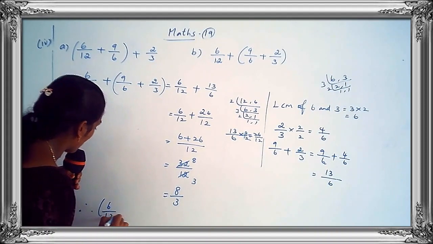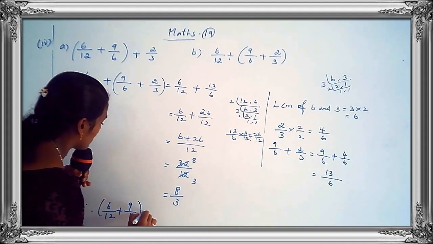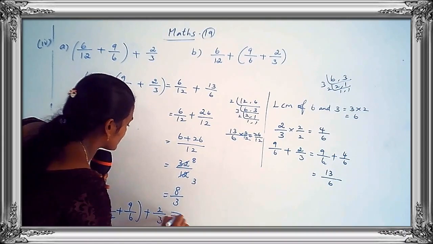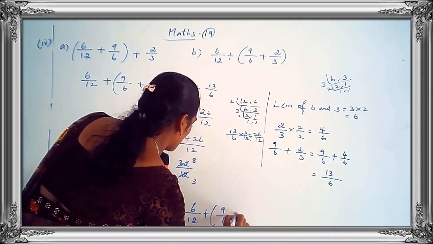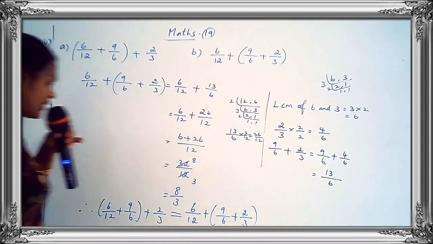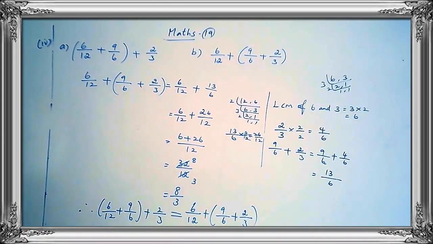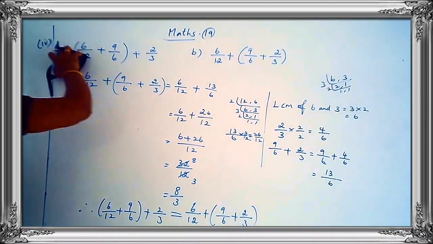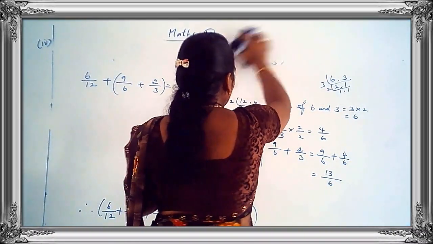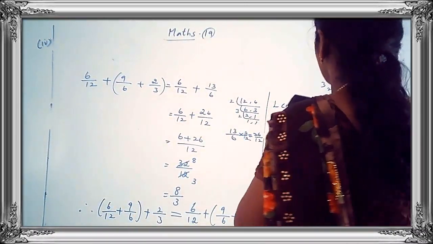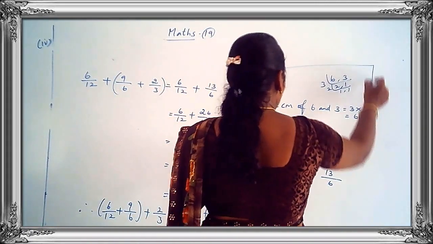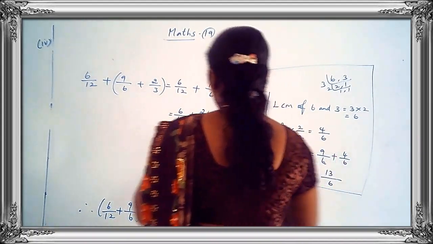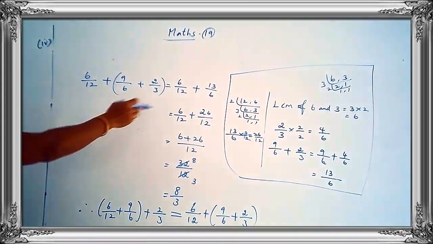Okay, so 6 upon 12 plus 9 upon 6 plus 2 upon 3 is equal to 6 upon 12 plus 9 upon 6 plus 2 upon 3. Okay, children? Clear? Yes. Now write it. B part answer. Already A part answer is done. Now you find the value of B part. Okay, do it. These all are rough work only, children. You find the value of inside the bracket. Do it carefully.